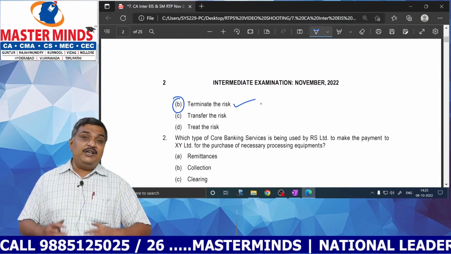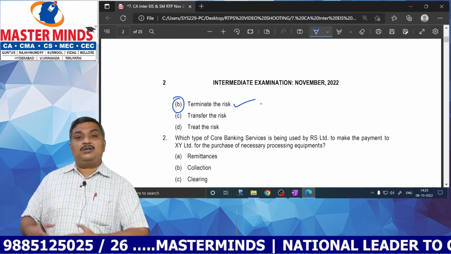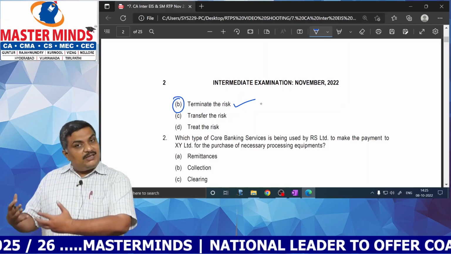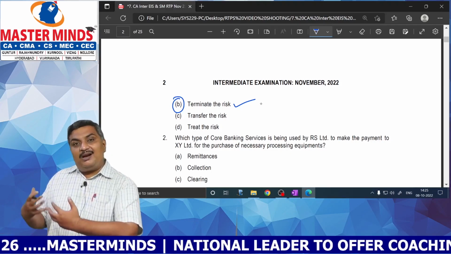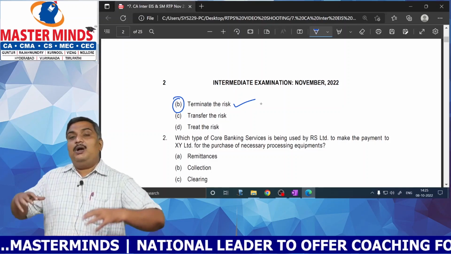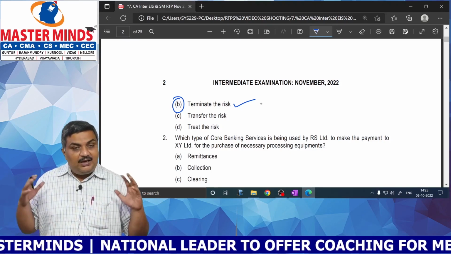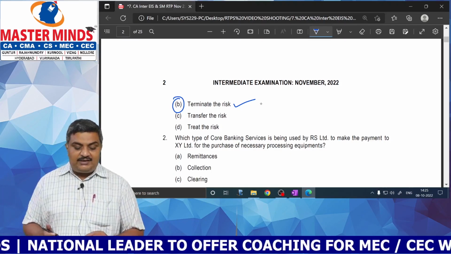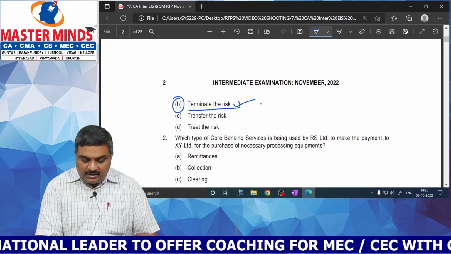And if it is a kind of insurance or some other collaboration, it may be transferring the risk. But here we are simply buying a new machinery from a reliable vendor to eliminate the risk. Okay, and we are not at all treating the risk here. Okay, so the answer is terminate the risk.